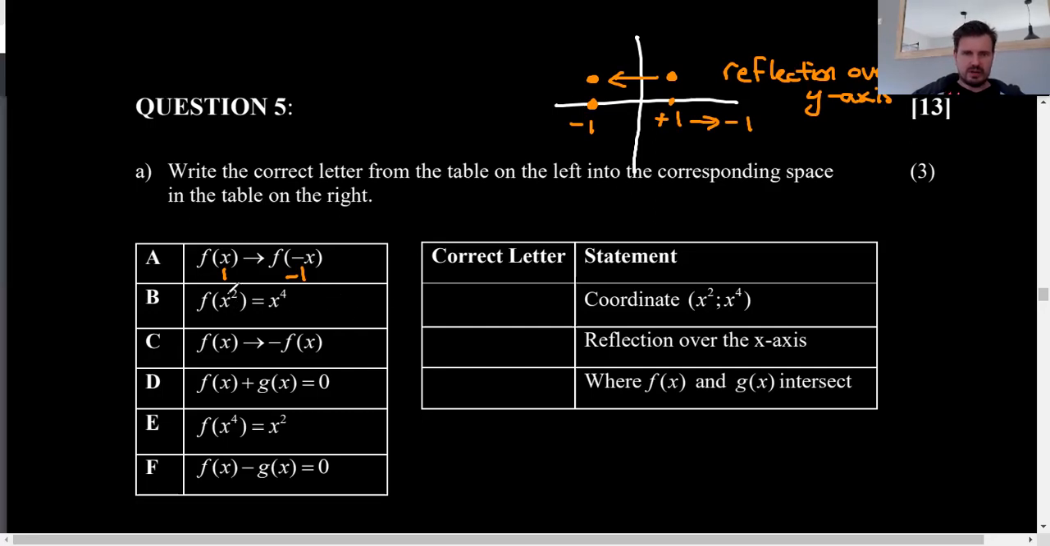This one here says f of x squared is equal to x squared. Remember this is f of x, so if your x was x squared, then your y would become x to the 4. So your x coordinate would be x squared and your y coordinate would be x to the 4. We can see that that must be B.